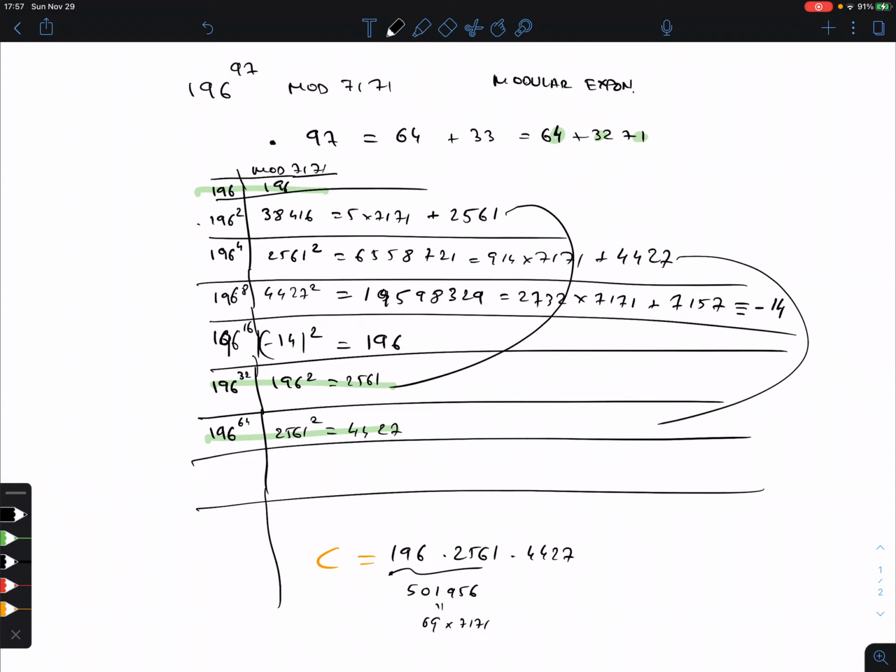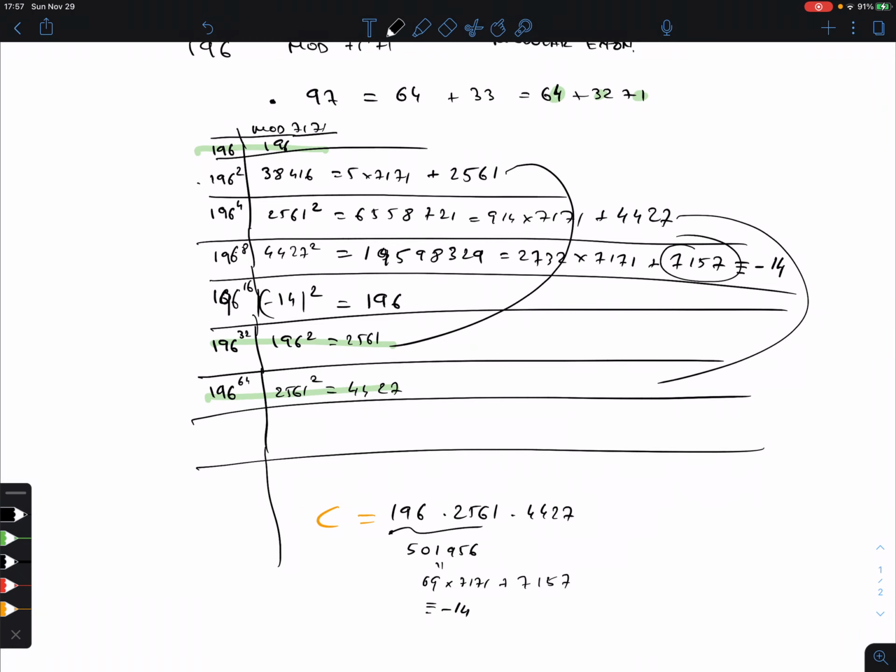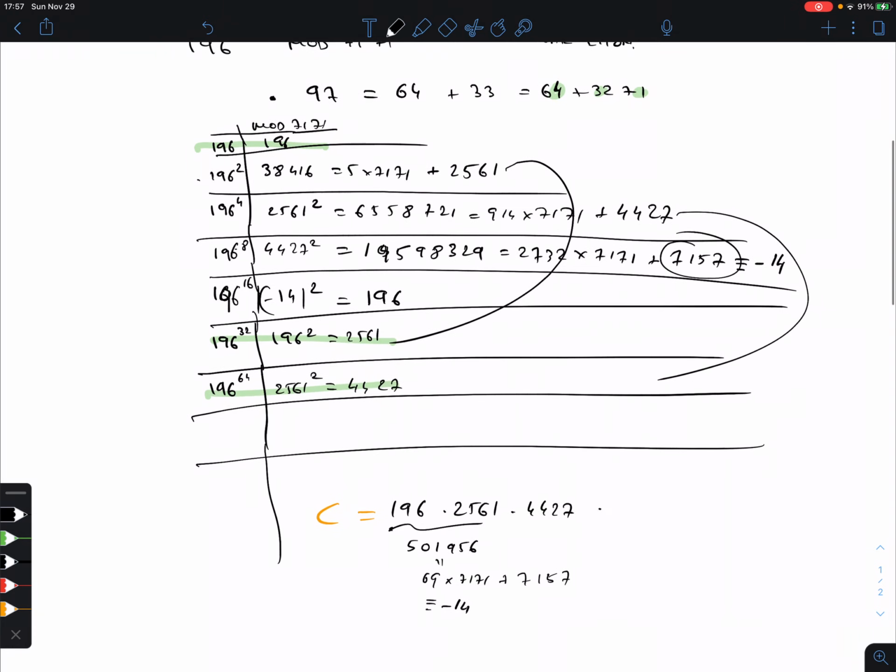That is 7157. Now that one I can again try to write as a negative number because it's a rather big number, or I can keep it. Let's try to be smart. So you can also say this is equivalent to negative 14. Oh yeah, right. We have this number already here, right? See, the number is there. Okay, so that is negative 14, and so now we have to do negative 14 times this guy. So it's negative 14 times 4427.